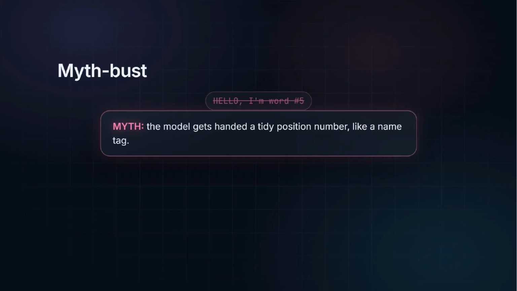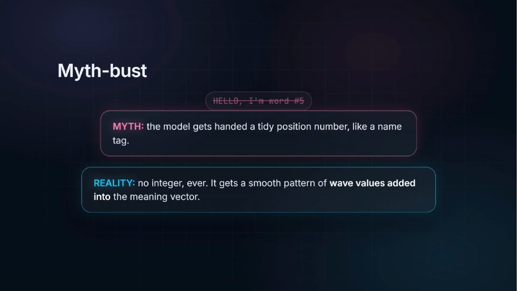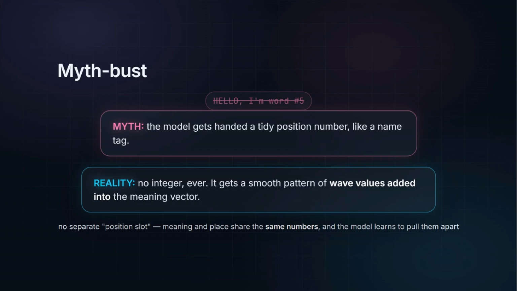Let's bust the natural misconception. It's tempting to think the model gets handed the position as a number, a little label reading word number 5. It doesn't. It never sees an integer at all. It receives a smooth pattern of sine and cosine values added directly into the meaning vector. And there's no separate position slot tucked away somewhere. Meaning and place are mixed into the very same numbers. The model learns during training to pull them back apart. Elegant and a little mind-bending.